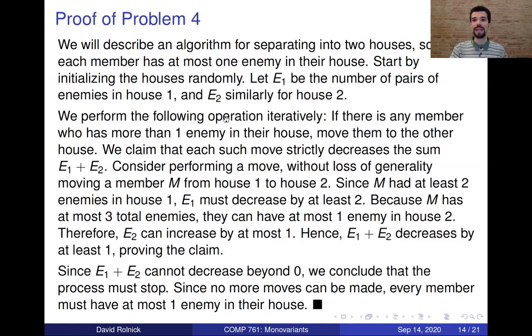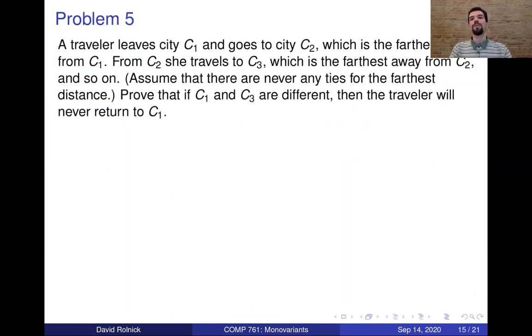Okay, let's move on to the next problem. A traveler leaves city 1 and goes to city 2, which is the furthest away from city 1. From C2, she travels to C3, which is the furthest away from C2, and so on. Assume there are never any ties for the farthest distance. Prove that if C1 and C3 are different, then the traveler will never return to C1 throughout this process.